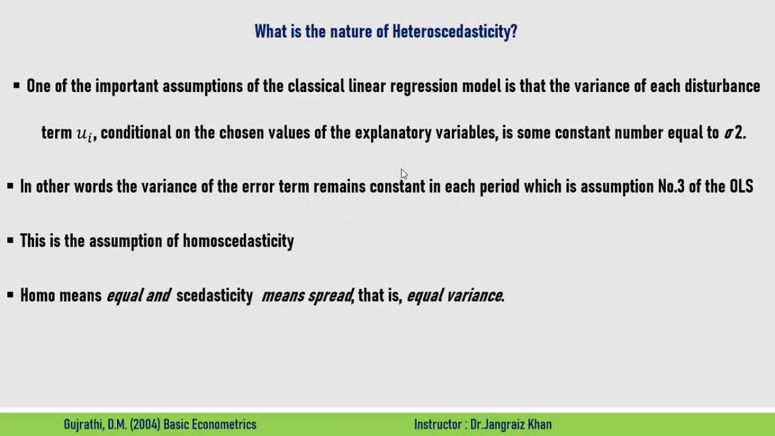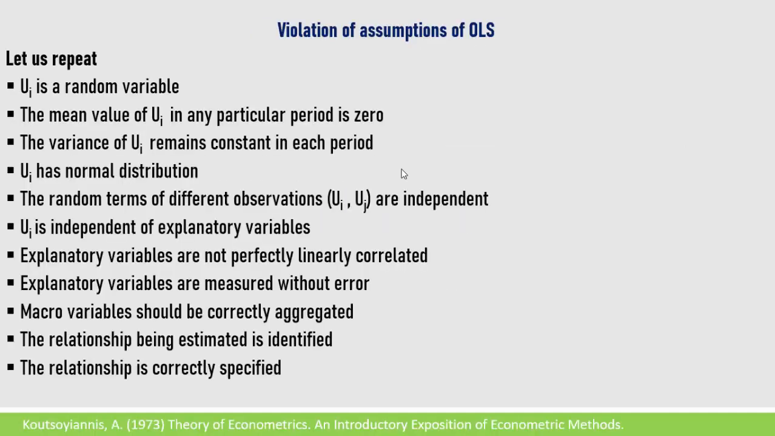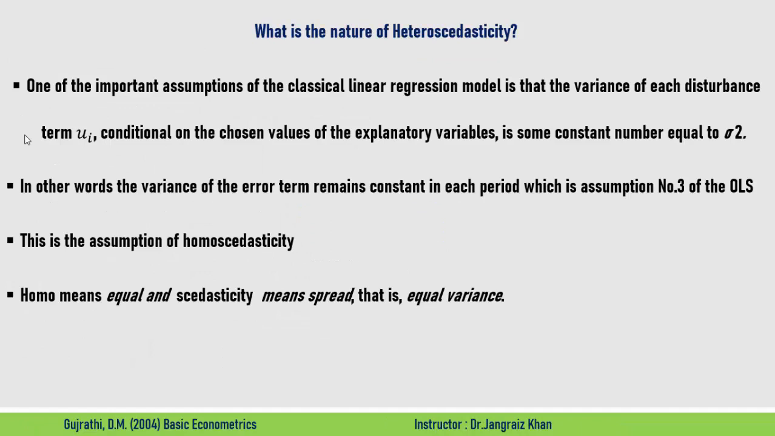Students, if you remember one of the assumptions of the OLS, let me show you assumption number 3. The variance of UI remains constant in each period. It is an assumption of the OLS. One of the assumptions of OLS was that the variance of each disturbance term UI, conditional on the chosen values of explanatory variables, is some constant number equal to sigma square. Or in simple words, the variance of the error term remains constant in each period, which is assumption number 3 of the OLS.